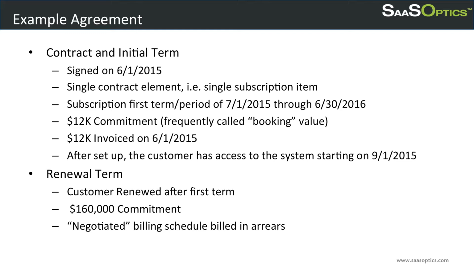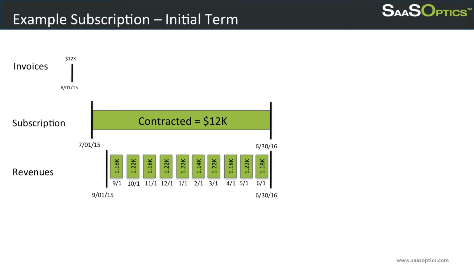And then we're going to have a renewal term. So after the first term, the client's going to renew for another 1-year term at, I guess it's a $16,000 commitment, a little typo in my presentation here. And in this case, because they upgraded, not to $160,000, but to $16K from $12K, we negotiated a billing schedule for them, and we're going to bill the client in arrears.